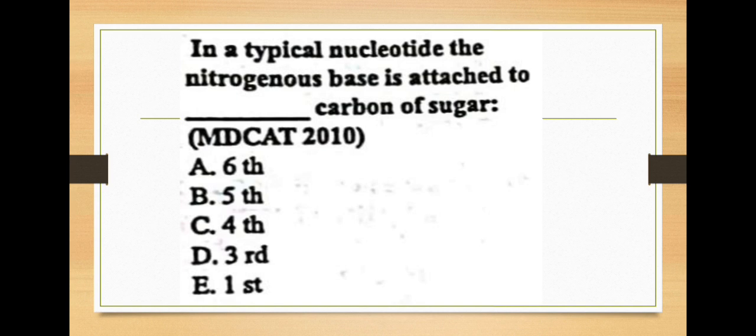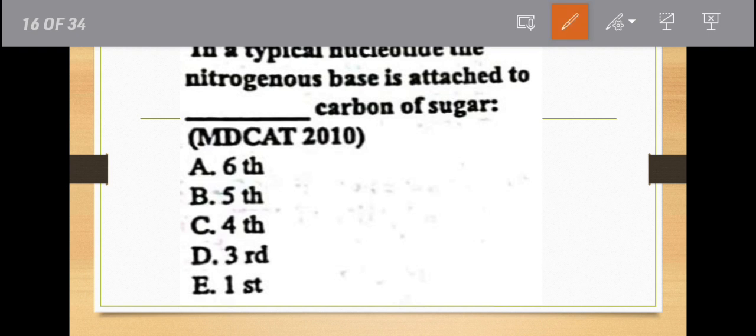In a typical nucleotide, the nitrogen base is attached to dash carbon of the sugar. MDCAT 2010. A, 6th. B, 5th. C, 4th. D, 3rd. E, 1st. In the typical nucleotide, nitrogenous base is attached at the first carbon of the pentose sugar.